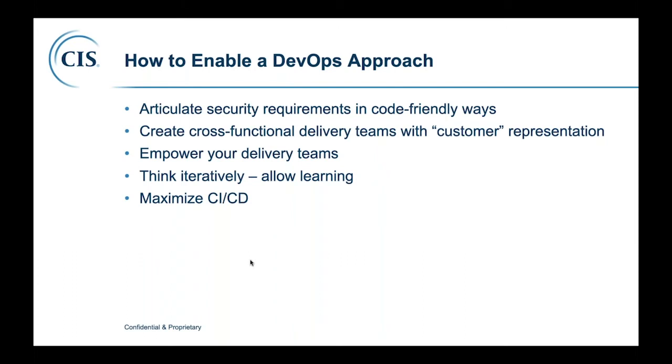Thirdly, you want to empower your delivery teams, and this is incredibly important. Empowering the team doesn't mean you just give them carte blanche to go do whatever they want. Yes, you have to still hold them accountable. But given the first suggestion of articulating your security requirements as technically as you can, as specifically as you can, this should be an easier thing to accomplish.